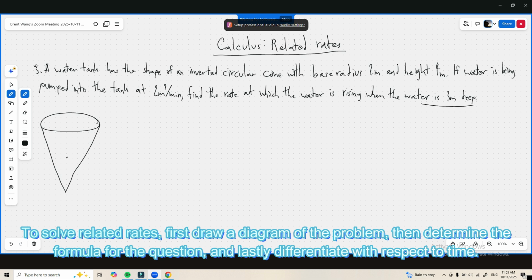We're being asked to find the rate when the water is 3 meters deep. So let's say 3 meters is right here, and you have the water being like this. Now, let me draw this small line here. So the base radius is 2 meters, and the height is 4 meters. We have tiny r right here and tiny h right here. The formula for the volume of a cone is V equals 1 over 3 pi r squared h.